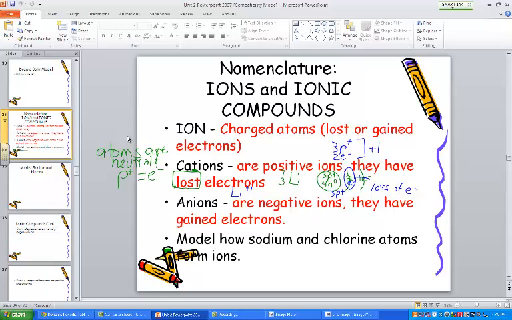Let's talk about anions. This is my way of remembering that they are negative ions. A negative ion: the A, then the N, in my head reads a negative ion. Anions carry negative charges because they have indeed gained electrons.